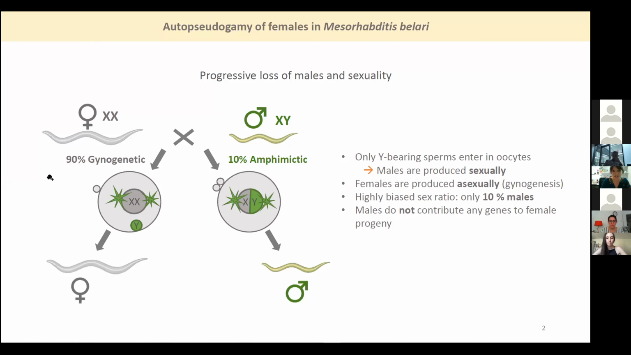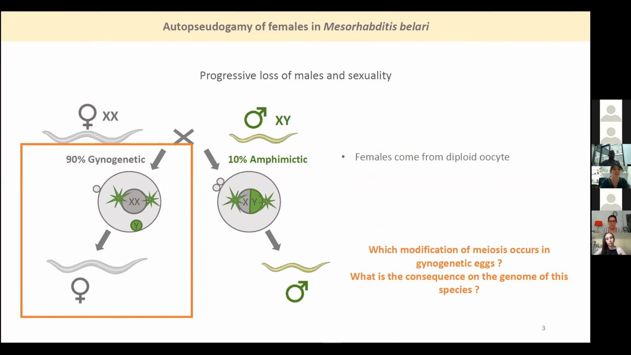In addition, in this species, the production of oocytes is strongly biased in favor of females. Indeed, there are 90% females against only 10% males. Furthermore, only Y-bearing sperm enter the oocyte. So in this species, males are produced sexually, females are produced asexually. There is a strong sex ratio bias in favor of females, and males do not contribute any gene to the female progeny.